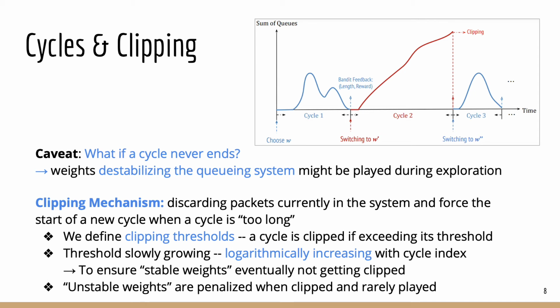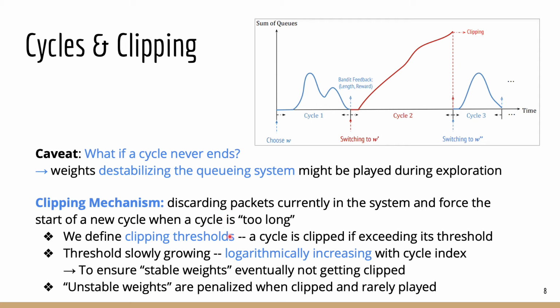But what if a cycle never ends? This will happen if we accidentally explore a weight that indeed destabilizes the queuing system. For example, if the weight we select does not fulfill the throughput of one of the slices, then the queues will grow and the cycle will never end. To avoid this situation, we adopt a clipping mechanism. This means when a cycle is too long, we allow the packets currently in the system to be discarded and force the start of a new cycle.